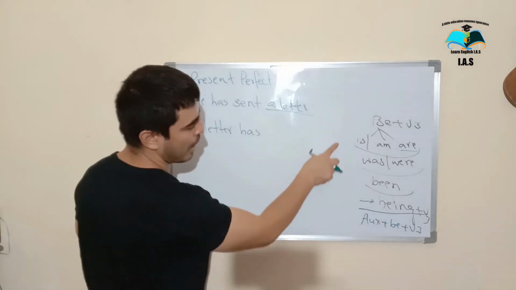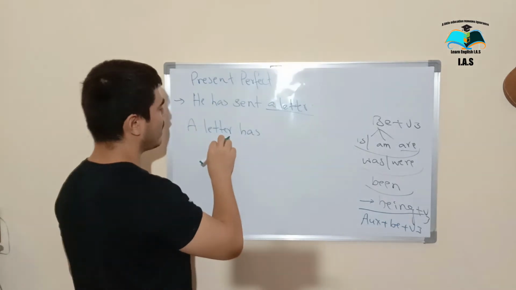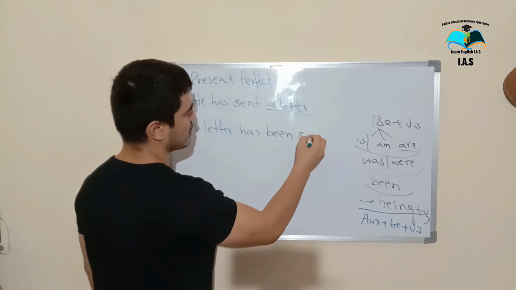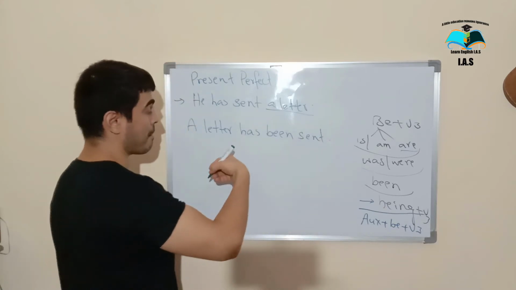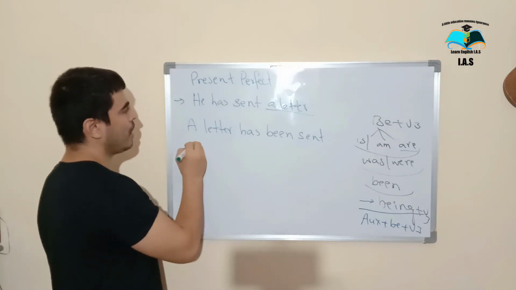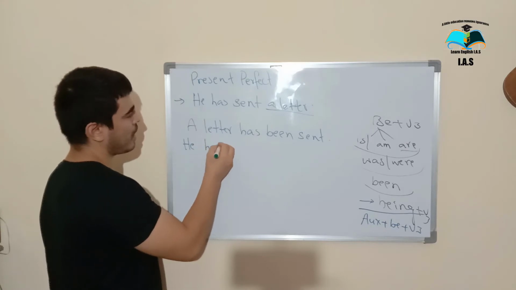So I told you that you have to use been because we are talking about the present perfect. A letter has been sent. A letter has been sent by him. I'm not going to write that by him. That takes time.